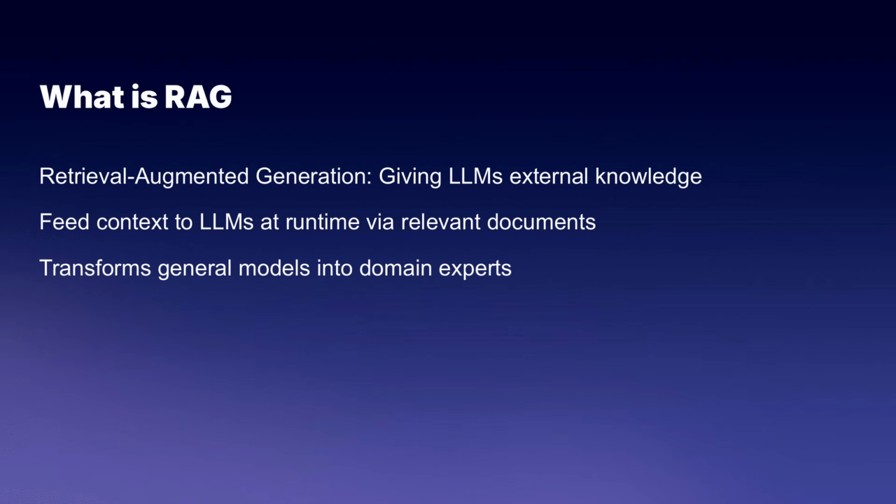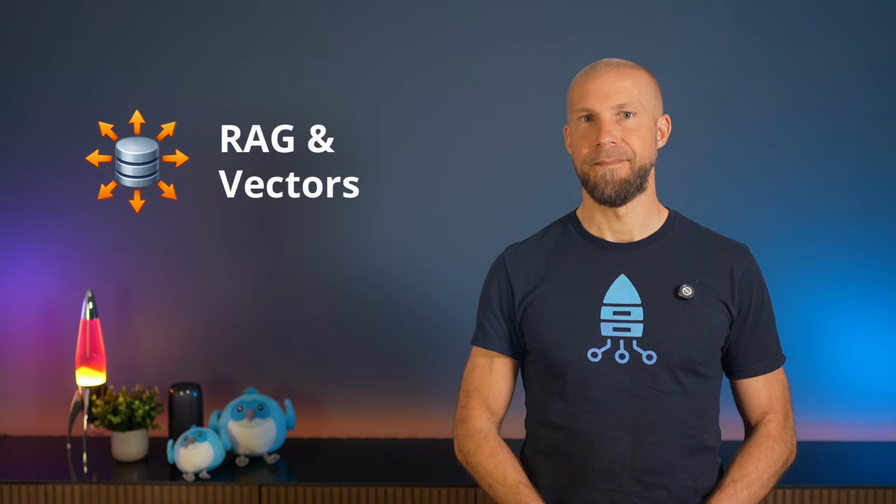And that's where RAG comes in. RAG is a technique that lets us feed external knowledge to an LLM in real time. It's like giving the model a cheat sheet. Instead of relying only on what it was trained on, we retrieve relevant documents from a knowledge base and pass them along as part of the prompt.